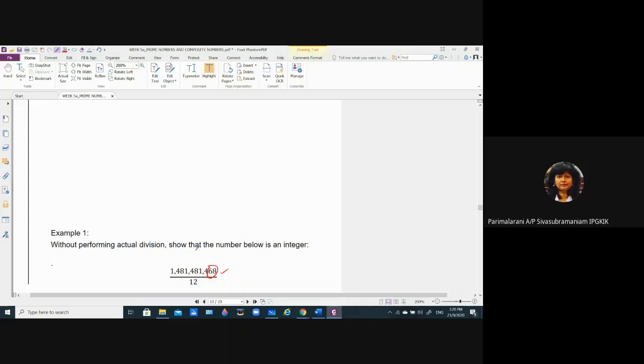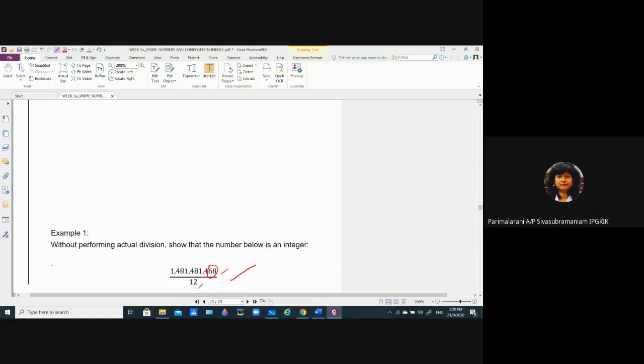So now we want to check, can it be divided by 3? So add all these numbers. 1 plus 4 plus 8 plus 1 plus 4 plus 8 plus 1 plus 4 plus 6 plus 8. What do you get? 45. 45 can divide by 3? Yes. So this number can be divided by 3, can be divided by 4. Therefore, this number can be divided by 12.